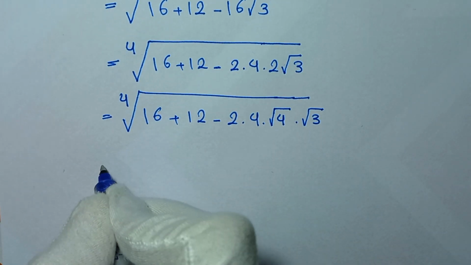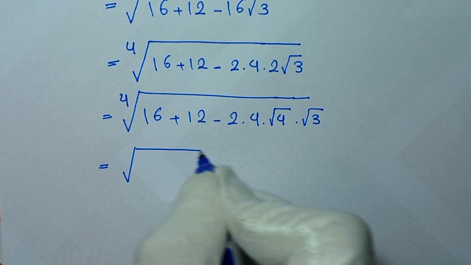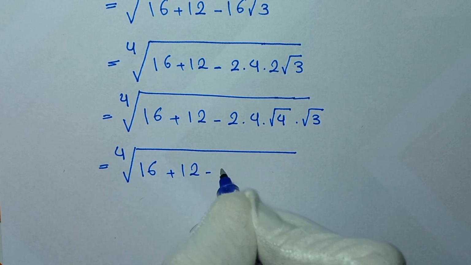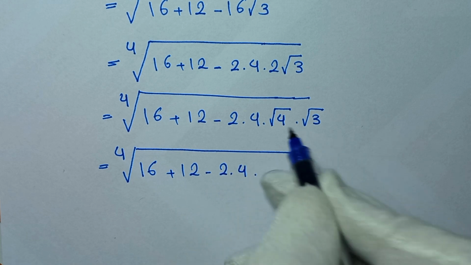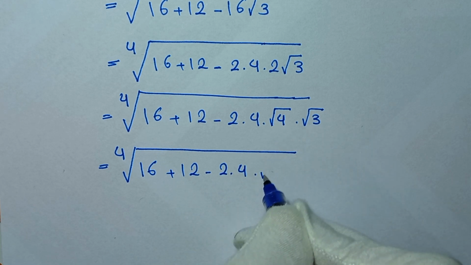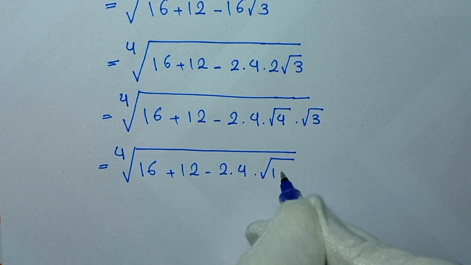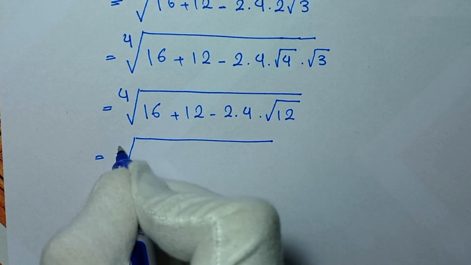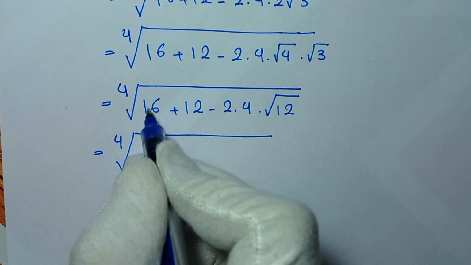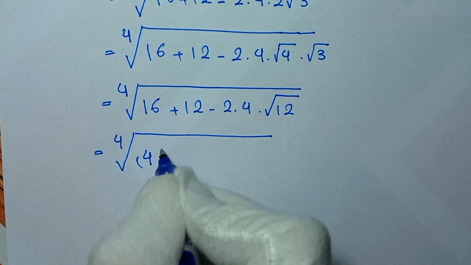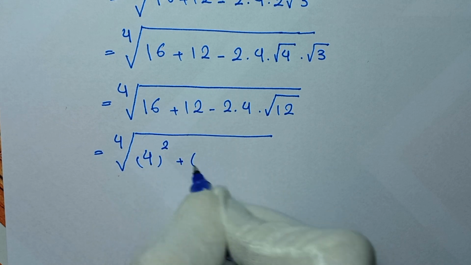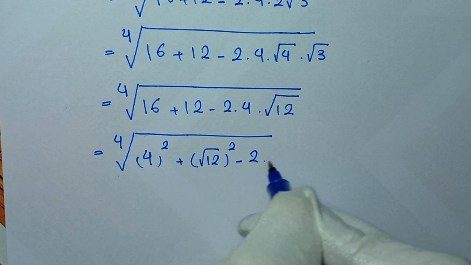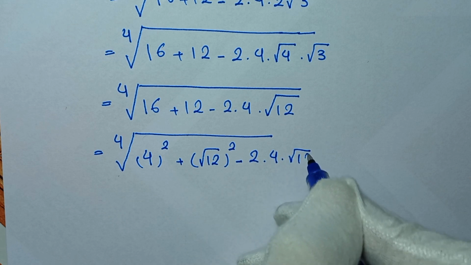And in the next step, this is equal to the 4th root of 16 plus 12 minus 2 times 4 times square root of 4 times square root of 3. It will be square root of 4 times 3, and it will be 12. So in the next step, this is equal to the 4th root of, in here we can write this 16 as 4 to the power of 2, and plus also for this 12 we can write square root of 12 to the power of 2, and minus 2 times 4 times square root of 12.